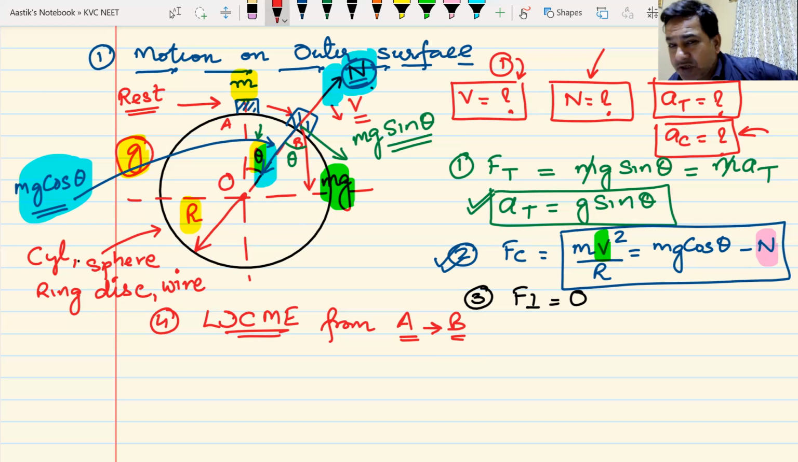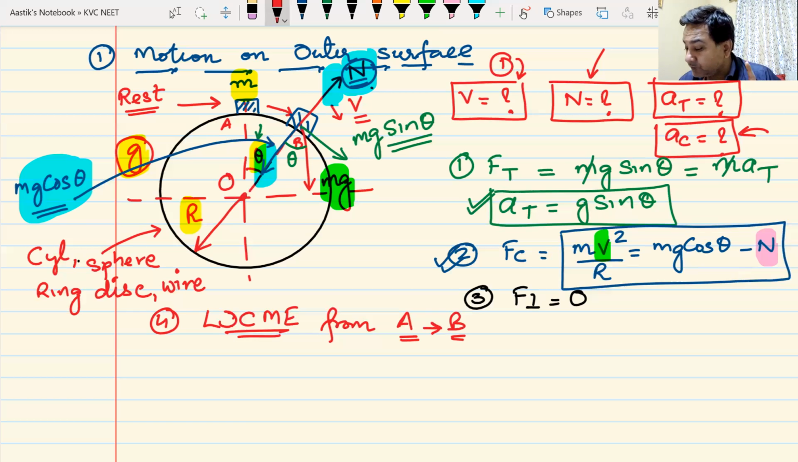I will find out the potential energy at point A, the potential energy at point B, and the kinetic energy at point B. I will write the kinetic energy at point A as 0. And from there, I will get one equation, and that equation will give me the velocity. Now, I'm not going to make that equation because it is of no use for you.